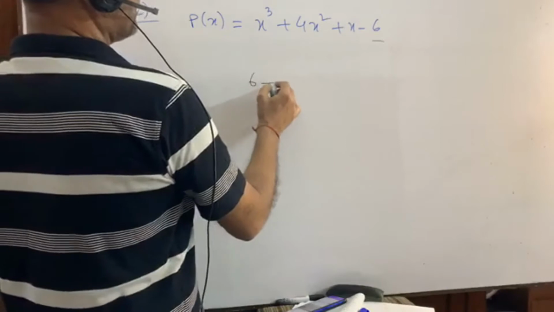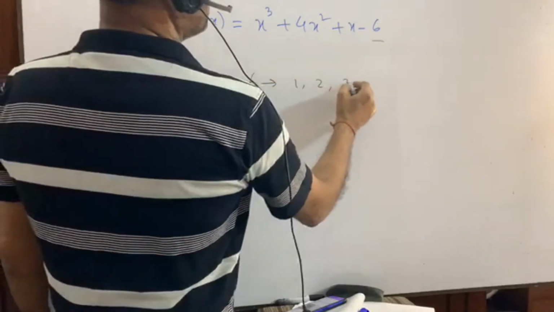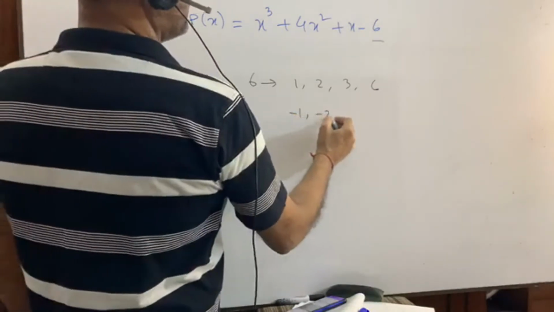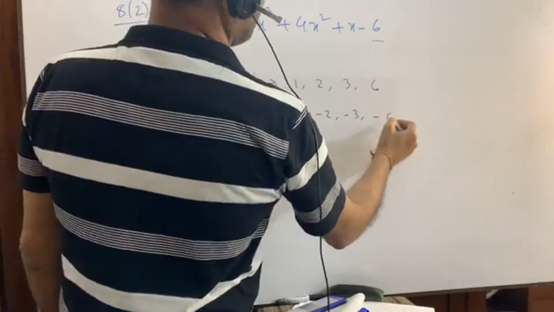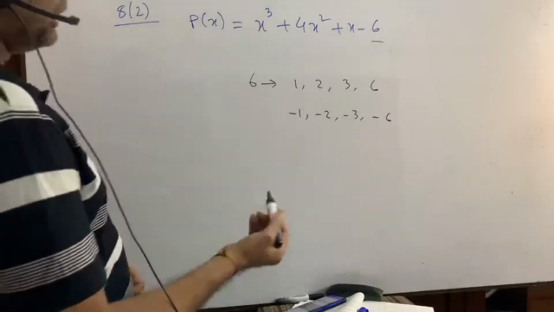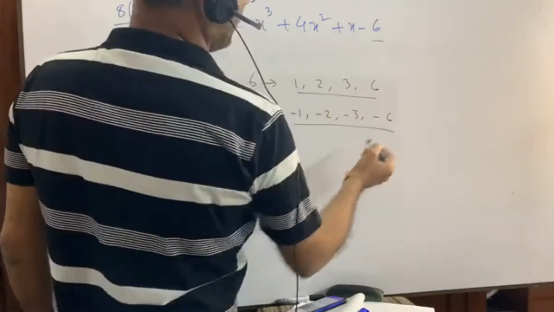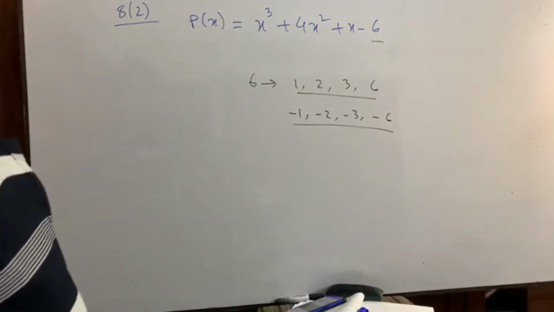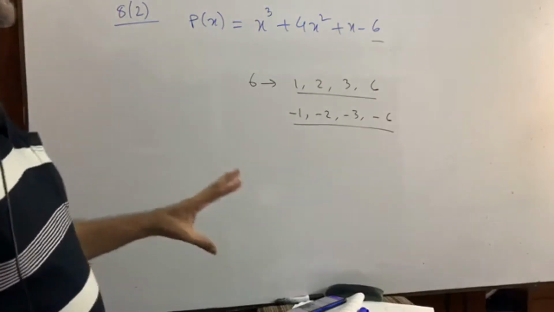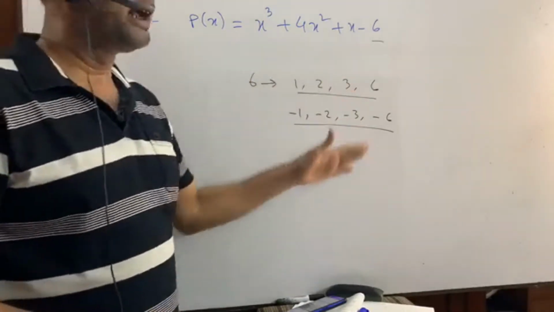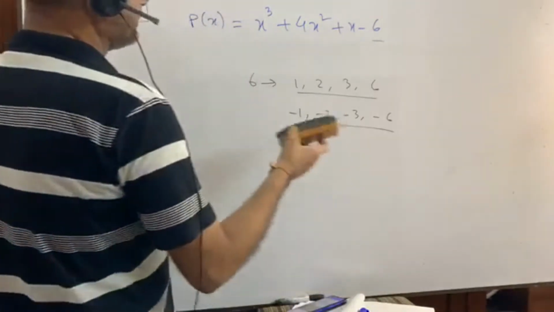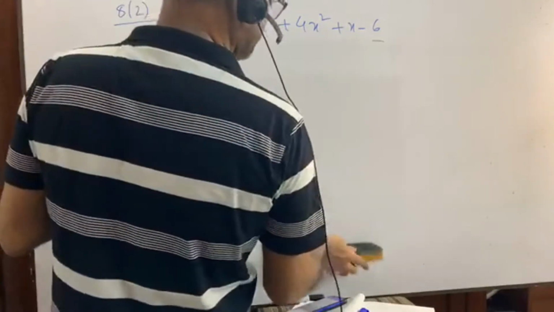Factors of 6 are 1, 2, 3, 6. Or we can write minus 1, minus 2, minus 3, minus 6. But there are how many? 4 and 4, 8. So in the exam hall, we will not get that much time to test all these 8 factors. So what is to be done? Please pay attention. Perhaps you will come to know how to do it.